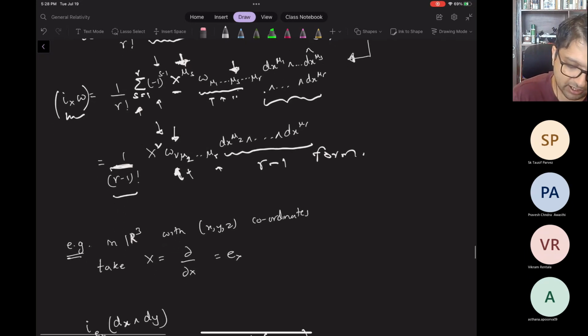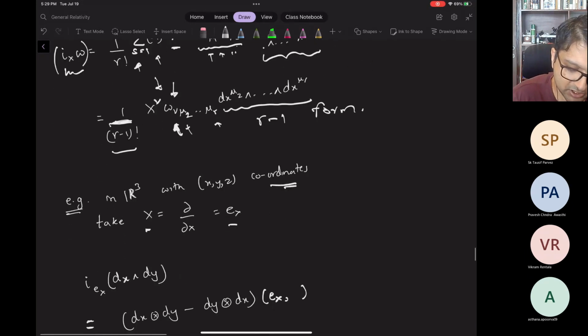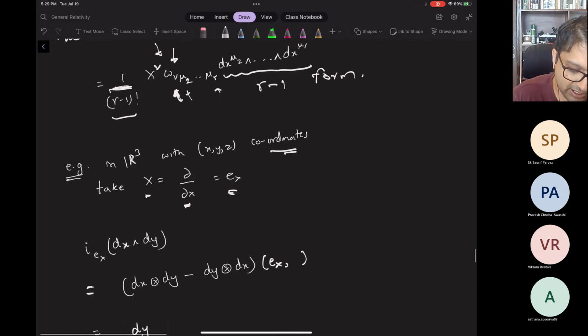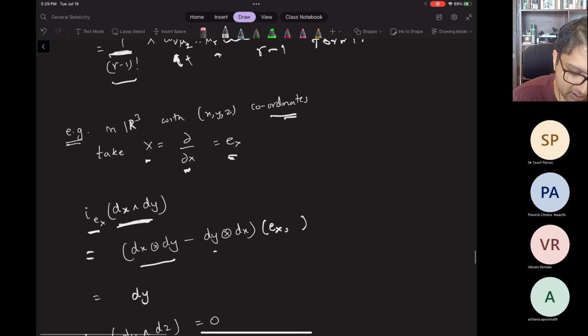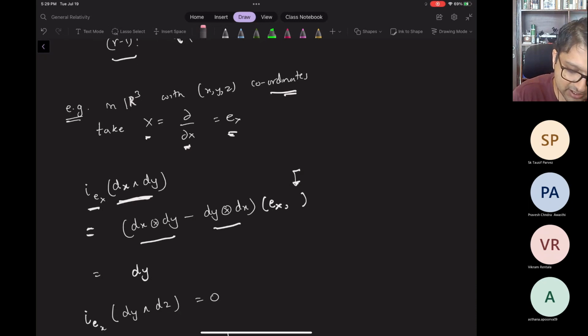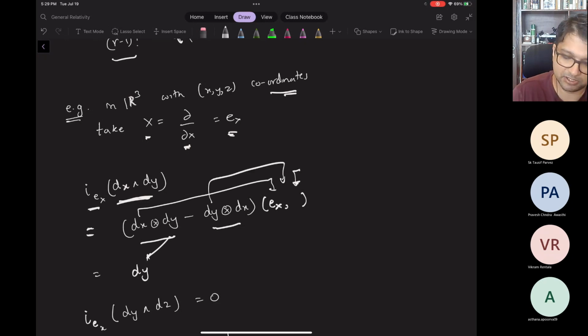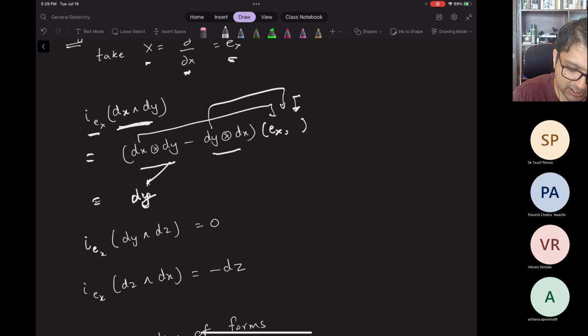If we do an example in R3, with XYZ coordinates, if you take X to be equal to EX, that is just the basis element along the X direction, partial X, and we take dx wedge dy, and let's take the interior product of that with EX. So it's dx tensor dy minus dy tensor dx acting on EX, and I leave a slot open for acting on another vector. This dx acts on EX and this dy acts on EX. The action of dx on EX gives me 1, so that gives me just dy. And this dy tensor dx, when dy acts on EX, just gives me 0. So I get just dy. Similarly, IEX acting on dy wedge dz will just give me 0. IEX acting on dz wedge dx will give me minus dz.